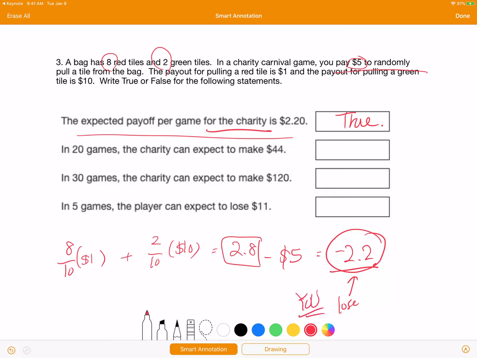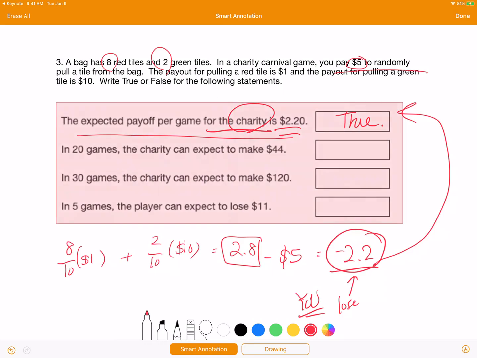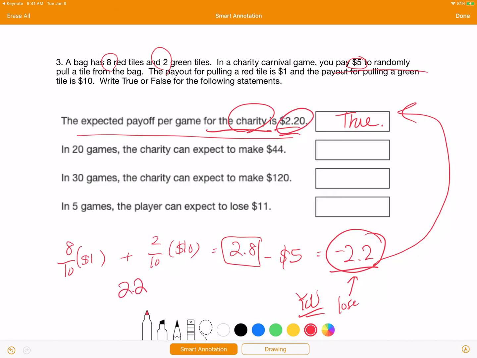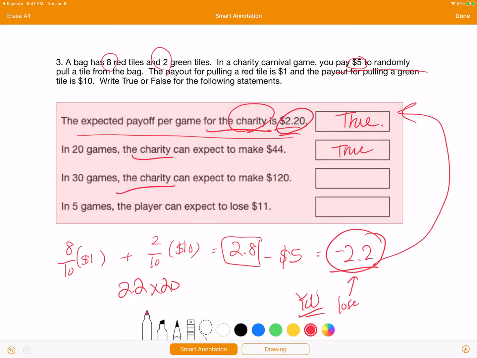You lose, which means this is how much the charity is gaining, but you're losing. So that is true. In 20 games, the charity can make about $44. So that means that if I take this $2.2 and multiply by 20, I get 44. So yes, that is true for the charity. In 30 games, the charity can make 2.2 times 30, which I believe is 66.